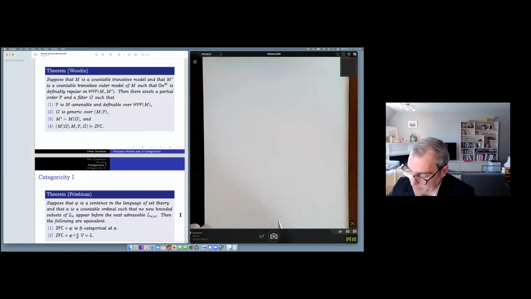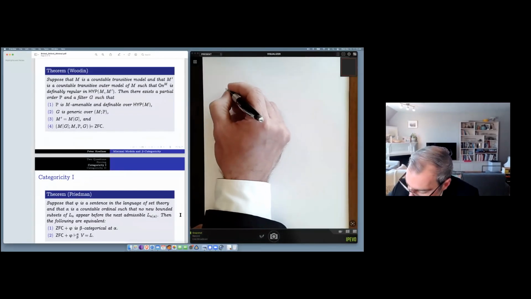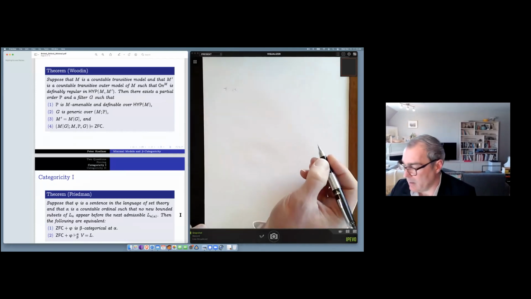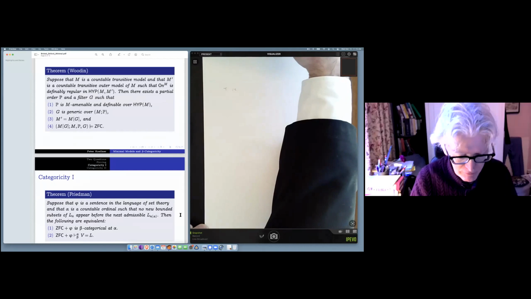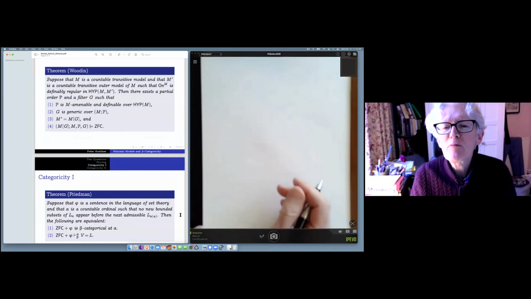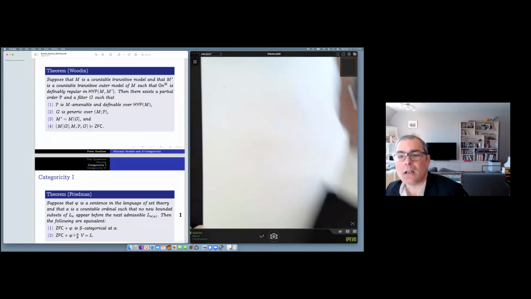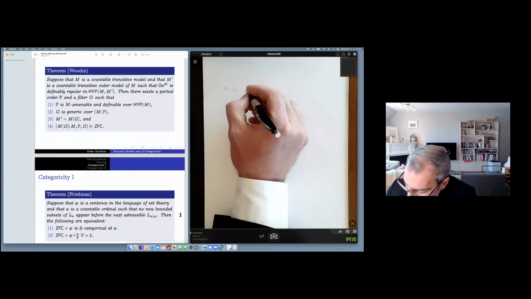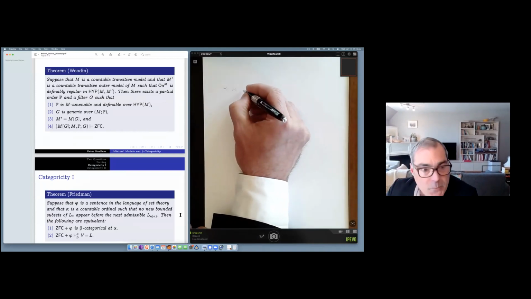ZFC plus, I'm going to say that T. Is that better? A bit faint now, but for me. Oh, wait, what's happening here? Okay. T is beta categorical at alpha.